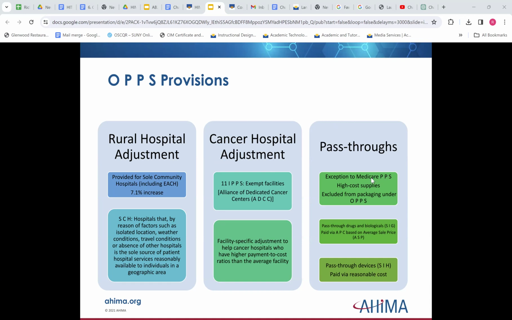And these are for supplies, things like different radioactive isotopes, biologicals, what have you, that are accepted, an exception to the PPS because they're so expensive. And there's different ways that some of these services can qualify for this, if you will.